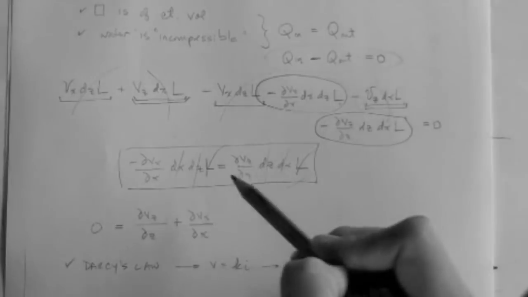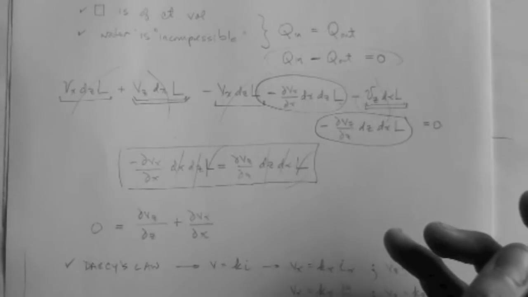Now, if we divide both sides by L, then L cancels. If we divide both sides by dz, dz cancels. If we divide both sides by dx, dx cancels. So we are left with minus dVx/dx is equal to dVz/dz, which is to say 0 is equal to dVz/dz plus dVx/dx. So far so good, we keep going.